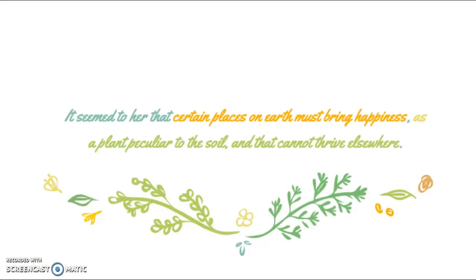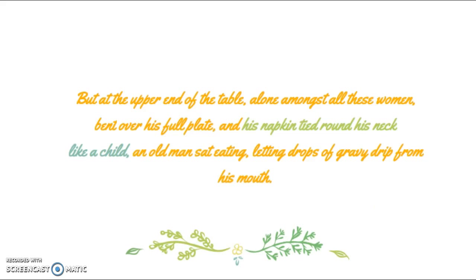From Emma's perspective, this is a simile, which is a comparison using like or as. This one uses the word as to compare how certain places on earth bring happiness, just like plants need peculiar or particular soil and can't thrive in the wrong kind of soil. In other words, Emma needs a specific place in order to thrive. Here's another example of a simile, a comparison using like or as, which unflatteringly compares Charles to a child with his napkin tied around his neck.